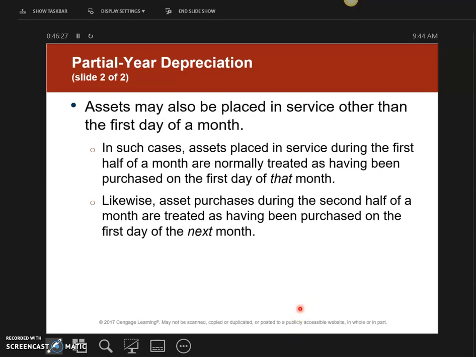Okay, so I'm going to look at partial year depreciation. This is when a piece of equipment has not been put in service at the beginning of the year. Perhaps it was put in service March 10th. If it was put in March 10th, it would be considered for the whole month of March. If it was put in on March 21st, it would not be considered for the whole month, and you would start calculating it for April only. So we're going to look at partial year depreciation for the three different methods of straight line, units of output or activity, and double declining.